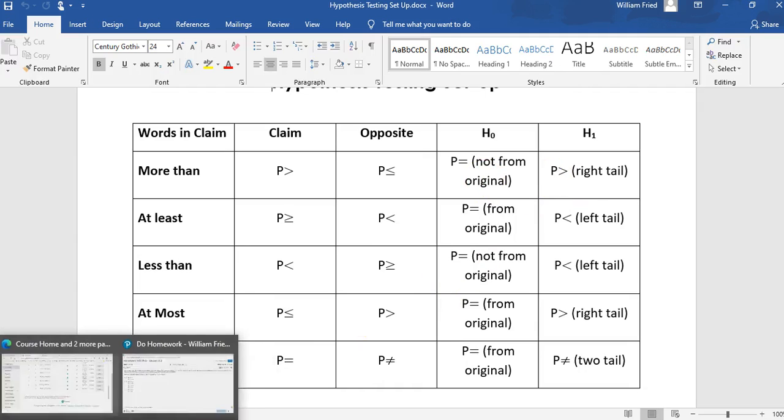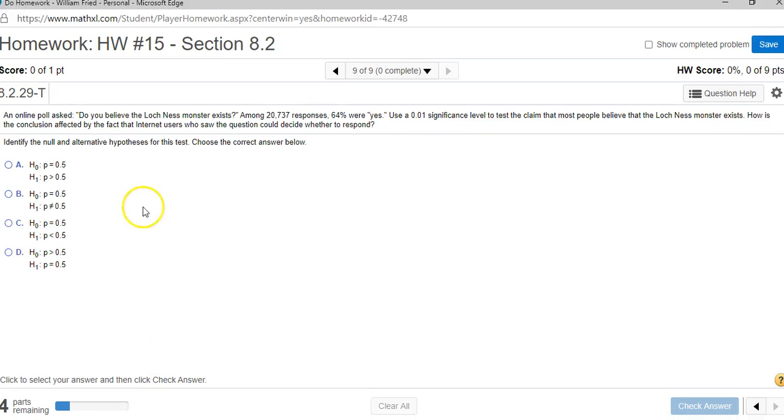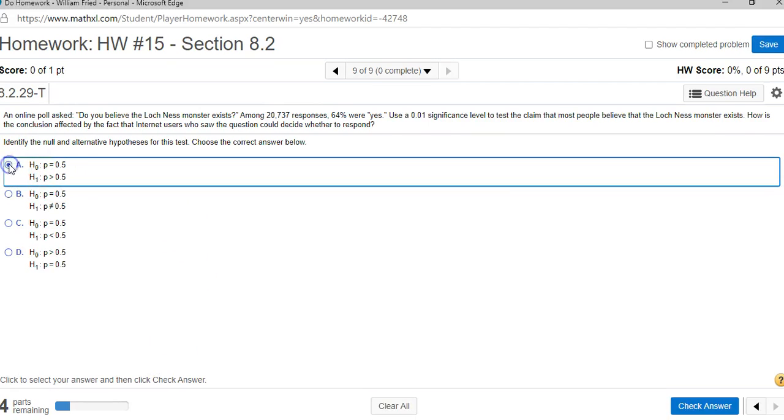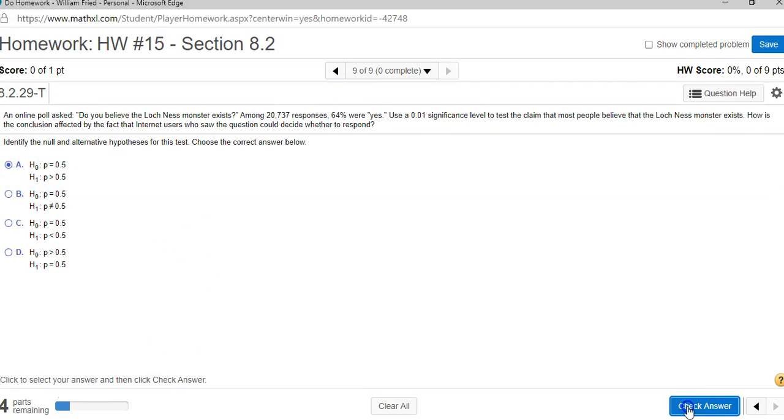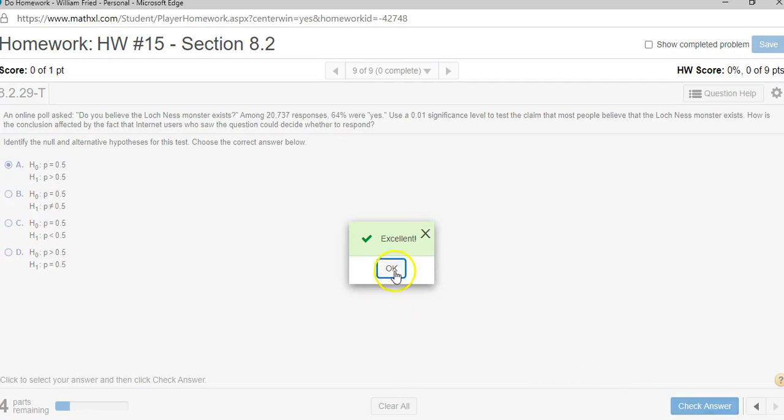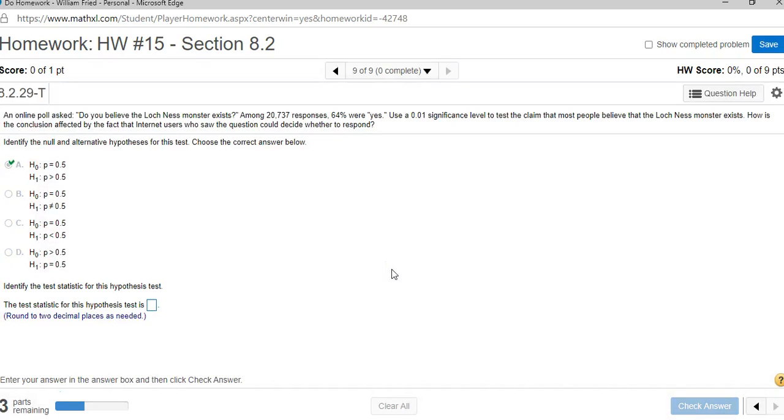So when I go back to the homework question, P equal 0.5 is the null, P greater than 0.5 is the alternate. That looks like choice A. Let's hope for the best. Excellent. Next situation, the test statistic.